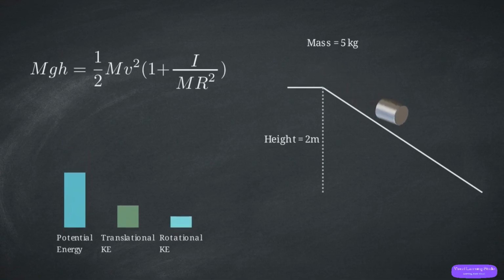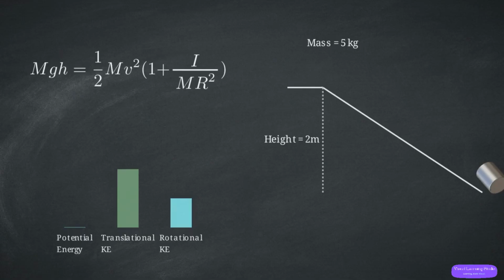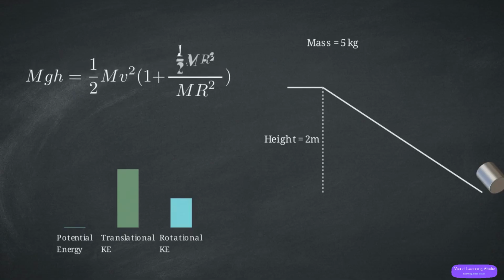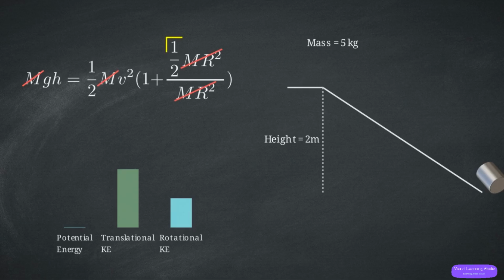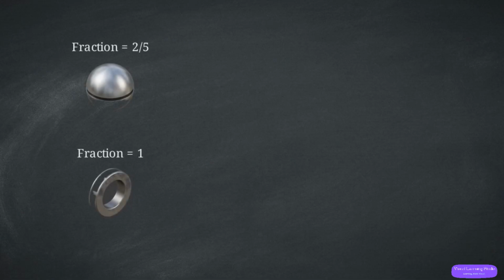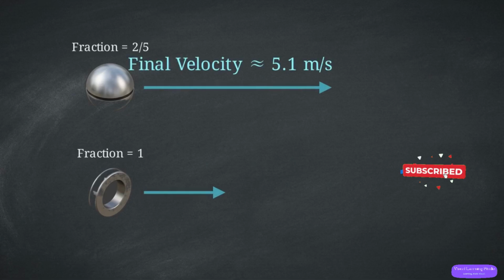The starting potential energy is distributed between two sinks, a linear speed of the cylinder and the rotational kinetic energy of its mass. Base velocity is 5.1 meters per second. Mass and radius squared terms cancel, isolating the inertia fraction. This explains the race. The solid sphere's fraction is 2/5, the ring's is 1. Requiring less rotational energy, the sphere retains more translational speed.